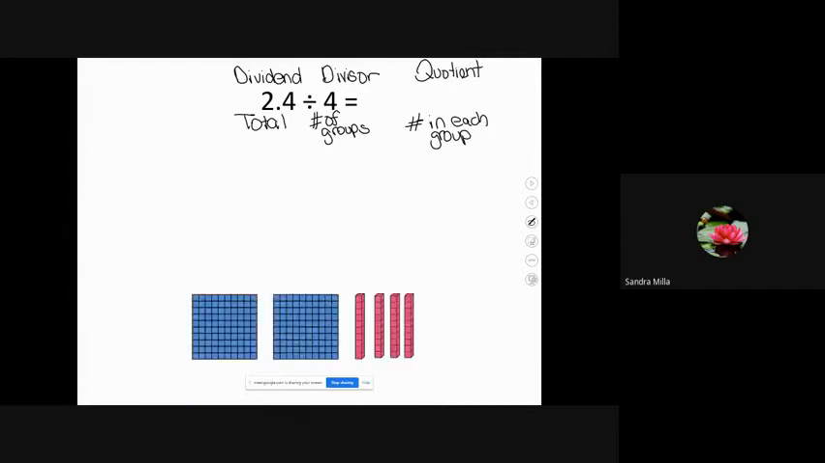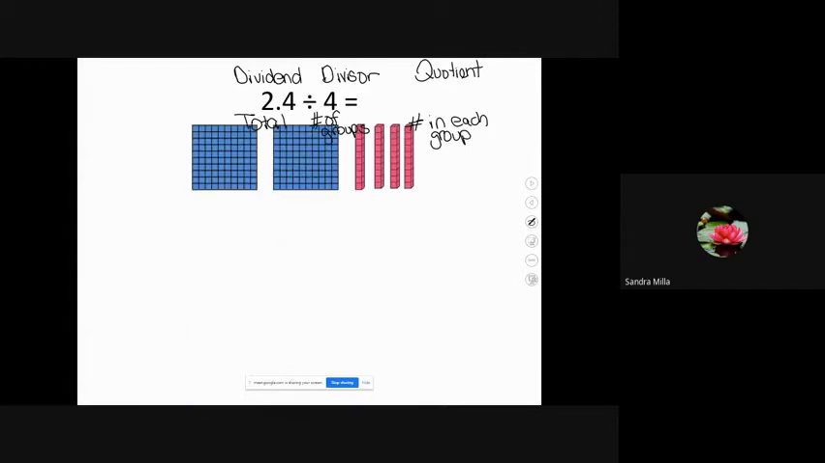Okay, so 2 4/10 is represented this way. So remember that your one whole is represented here with your blue base 10 blocks. Your tenths are being represented with your pink base 10 blocks. Now we're going to separate this into 4 groups. But I noticed that I have 2 wholes, and that cannot go into 4 groups. So I have to do something with these base 10 blocks.